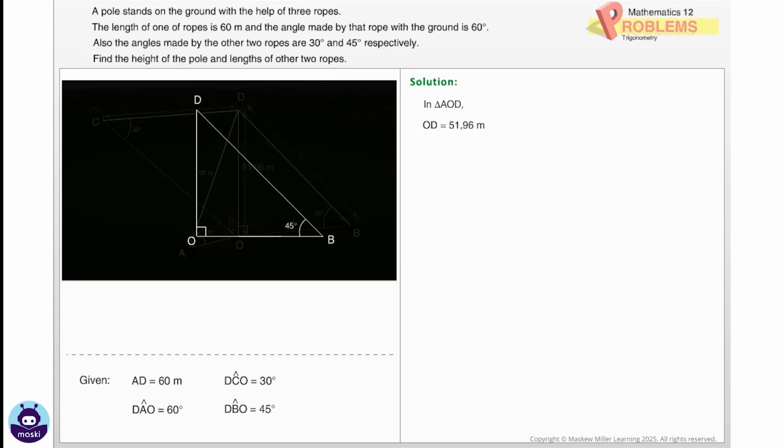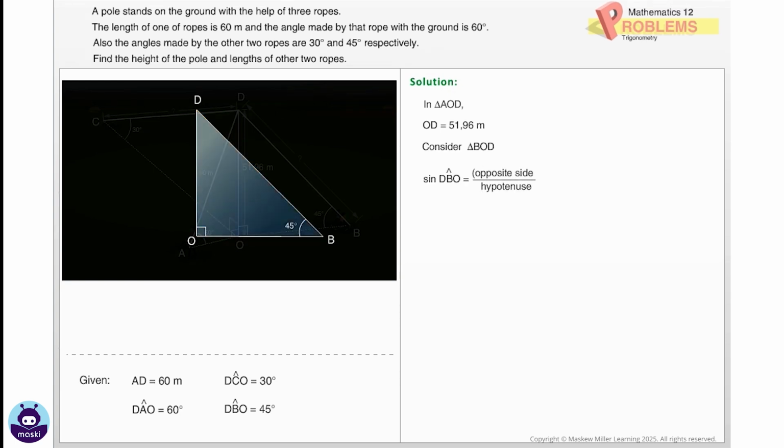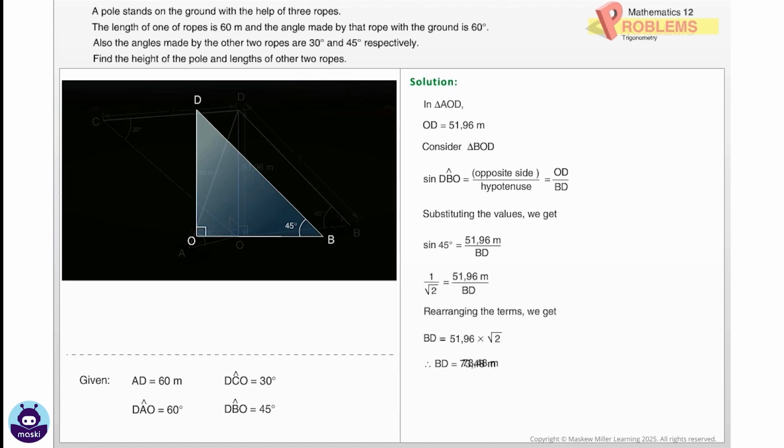Now, let us find the length of the rope BD. Consider triangle BOD. Sine of angle DBO is equal to opposite side over hypotenuse, which equals OD over BD. Substituting the values, we get sine 45 degrees equals 51.96 over BD. Substituting the value of sine 45 degrees, we get 1 over root 2 equals 51.96 over BD. Rearranging the terms, we get BD equals 73.48 meters.